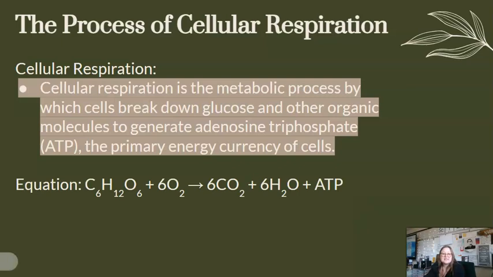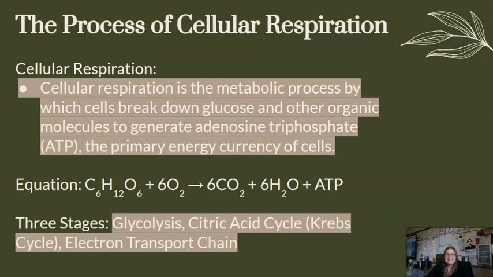And the equation is C6H12O6 plus 6 oxygen molecules leads to 6 carbon dioxide molecules, 6 water molecules, and ATP. Now, if you remember from our last lesson when we looked at the chemical equation for photosynthesis, it is this but reversed, and instead of ATP, we have light energy. So C6H12O6 plus 6 oxygen leads to 6 CO2 molecules, 6 water molecules, and energy. And the reverse is photosynthesis.